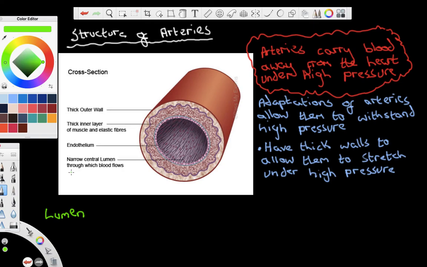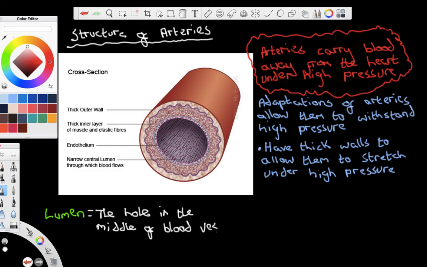A lumen is the hole in the middle of blood vessels. So if you get a straw and you look down the middle of a straw, that would be the lumen of the straw. In this diagram here, the lumen would be this part. It would be the hole found in the middle of the blood vessel.